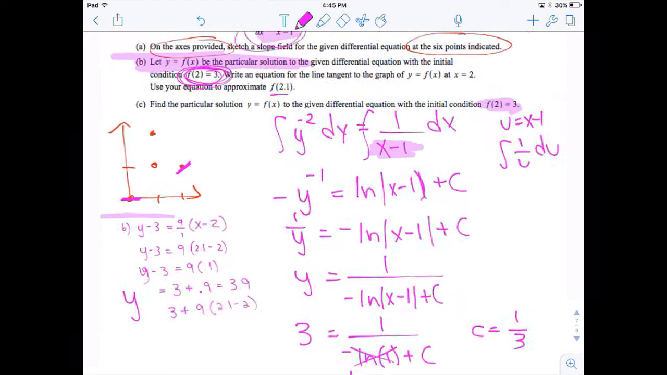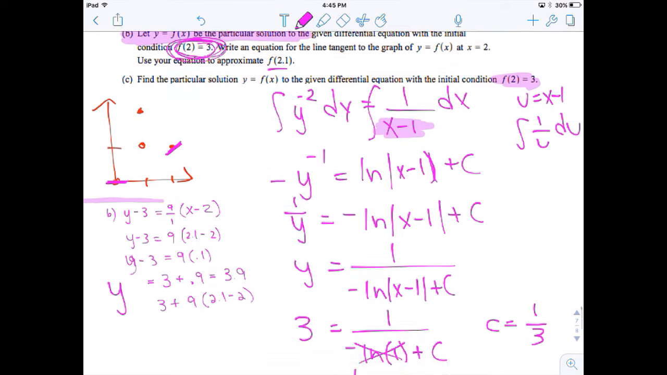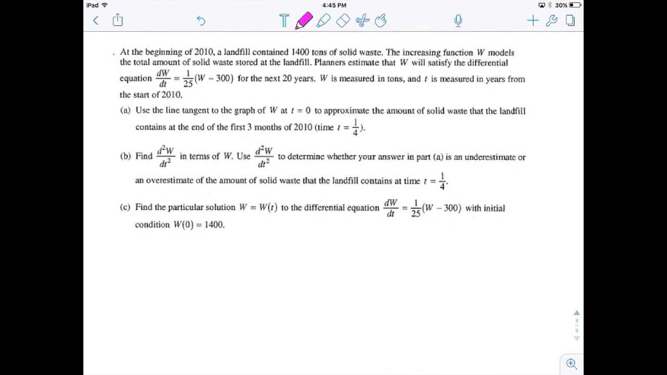So here's a landfill one. I forgot from what year, I think maybe 2011. At the beginning of 2010, a landfill contained 1,400 tons of solid waste. Boom, initial condition. An increasing function W, so that may be important, models the total amount of solid waste stored. Planners estimate W will satisfy this for the next 20 years. W is in tons, t is in years from 2010.